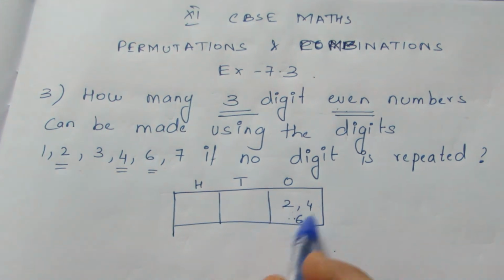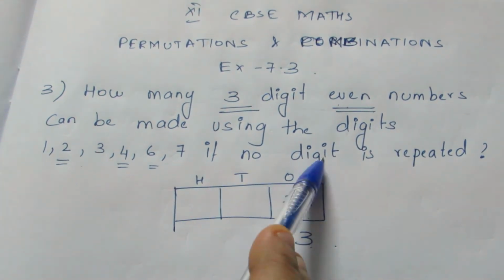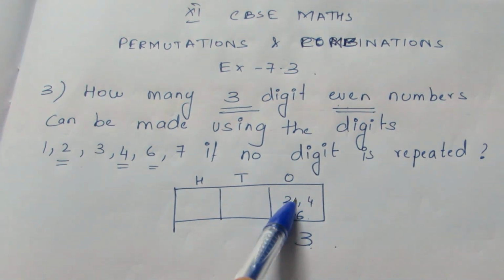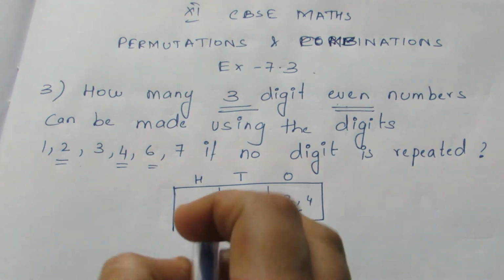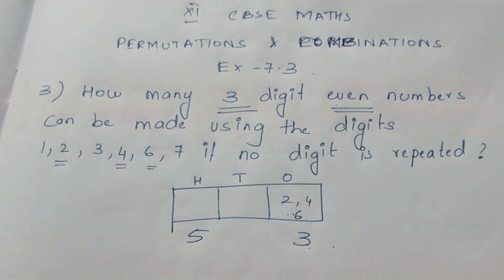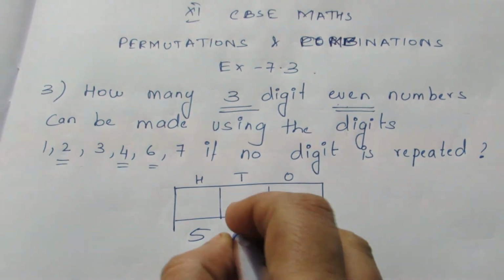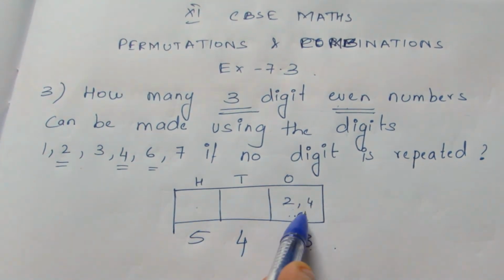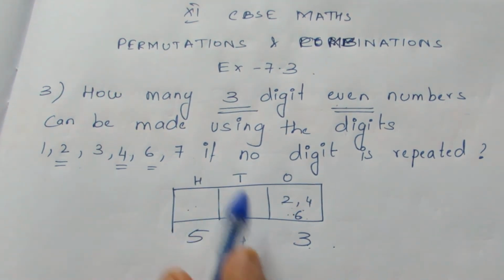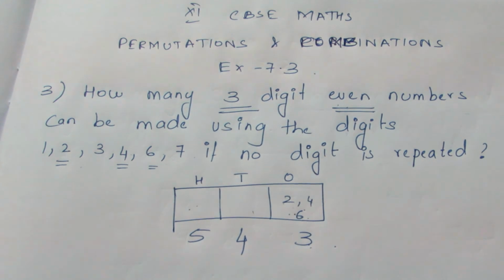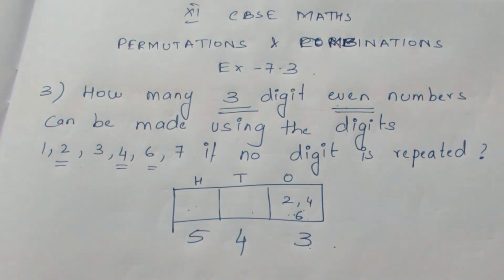If I fill the ones place with 2, I can't write 2 in the other places because no digit is repeated. So leaving this 2, I can fill the rest of the numbers, which are 1, 3, 4, 6, 7. So the hundreds place can be filled in 5 ways, leaving 1 even number. And the tens place can be filled in 4 ways, because we have filled 1 number here and 1 number here. So leaving 2 numbers, we can fill the tens place with 4 numbers. These are the numbers of ways to fill each digit.